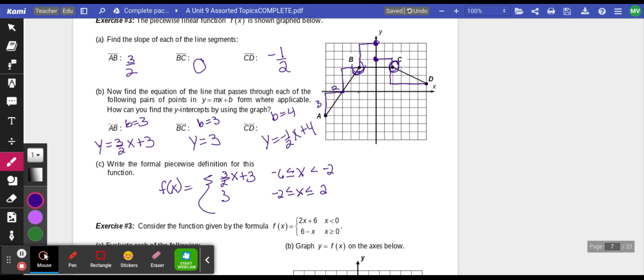I want you to pause and define the last part. So the equation for the last part is -1/2 x plus 4. And my domain, my x values, is from 2, just greater than, to less than or equal to 6.